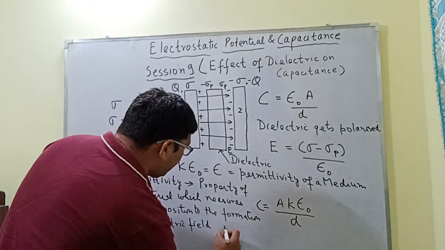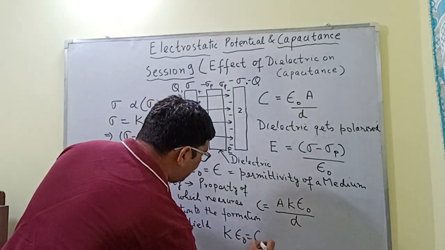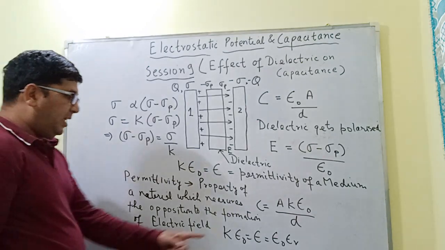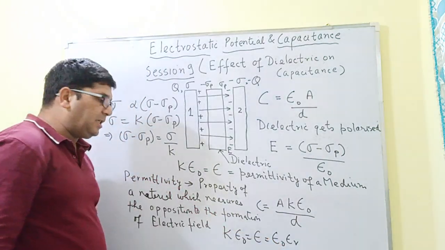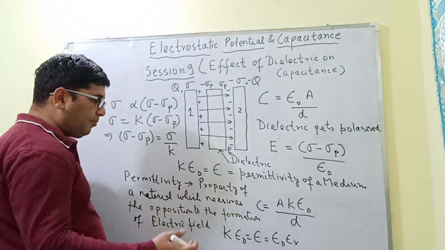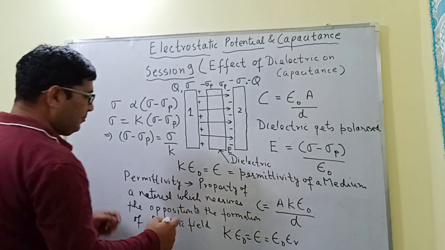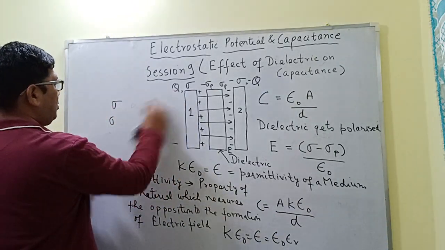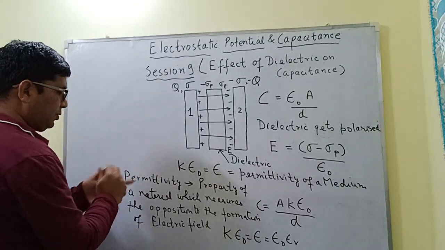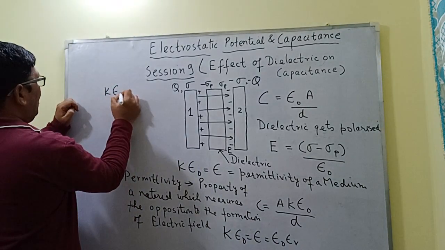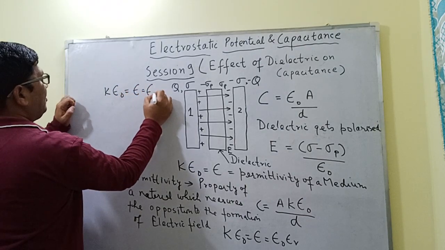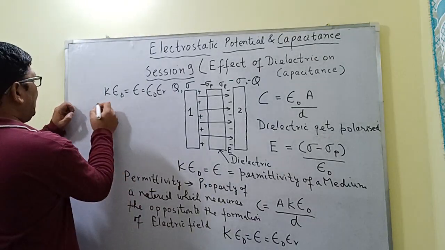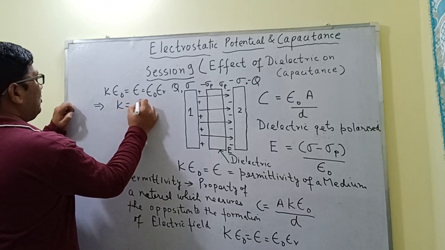So now this K epsilon naught is equal to epsilon, which is also written as epsilon naught into epsilon r, where epsilon r जो है ना, this is called the relative permittivity of a medium. So K epsilon naught is equal to epsilon, which is equal to epsilon naught epsilon r, where epsilon r is the relative permittivity of a medium, or we can say that it implies that K is equal to epsilon r.